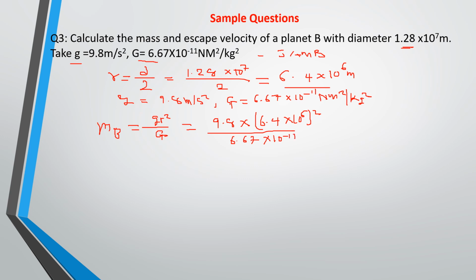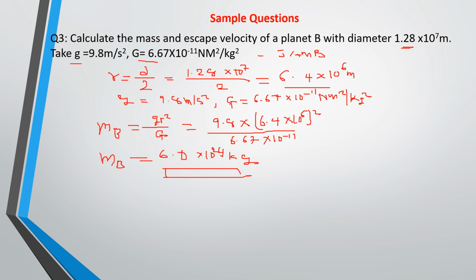I hope you are following. By the time you work this out with your calculator, you have the mass of B. Mass of B will be equal to 6.0 times 10 raised to power 24 kg. So this is the mass of planet B.